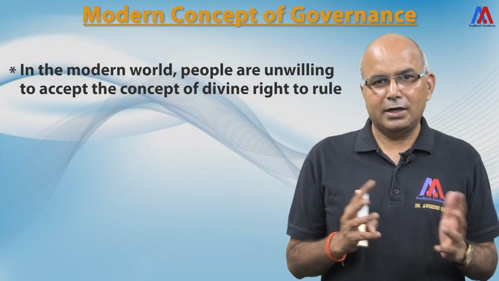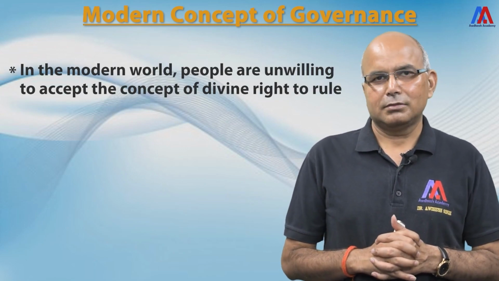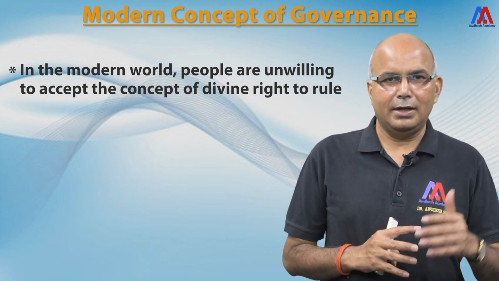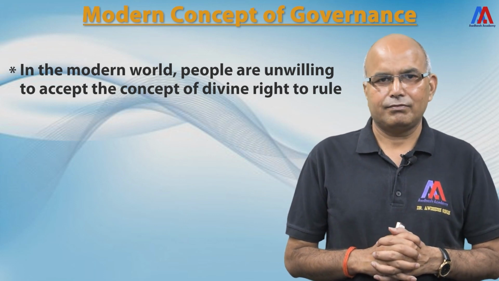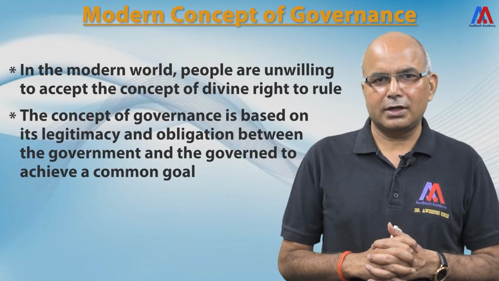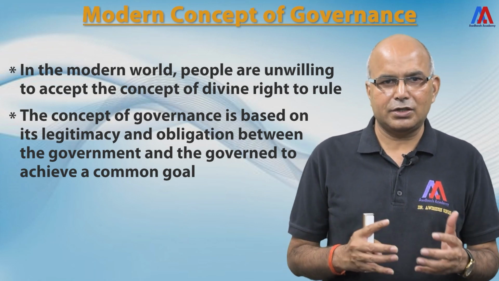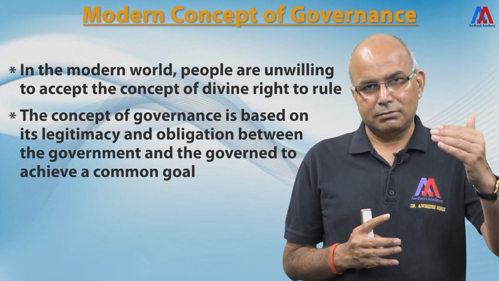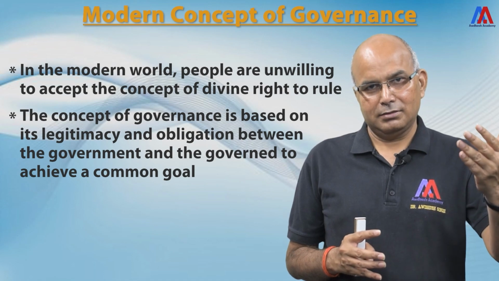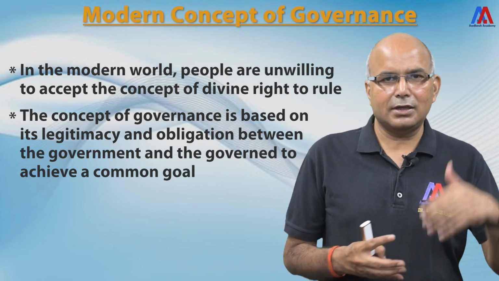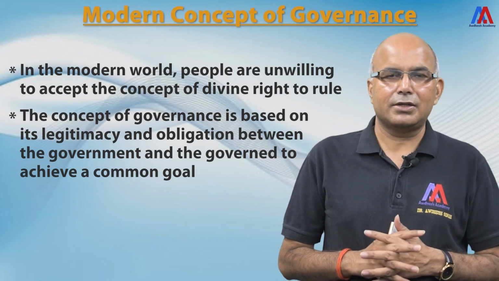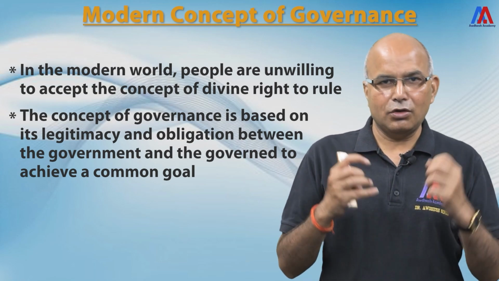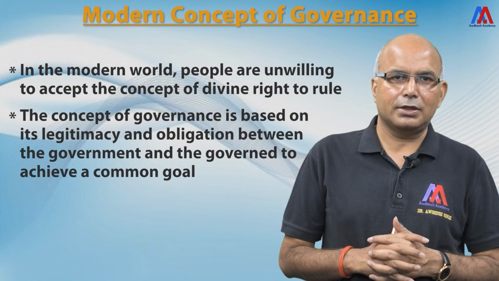In the modern world, people are unwilling to accept the concept of divine right to rule. As the society progressed, people stopped believing that some people have the divine right to rule and that only the king's son can become a king. And so the modern concept of governance is based on legitimacy and obligation between the government and the governed to achieve a common goal. Here the governed, that is the common citizen, and the government come from the same pool. Any citizen can become a government officer or even a minister or prime minister or the president. And so it is basically a contract. Both of them have an obligation toward each other.